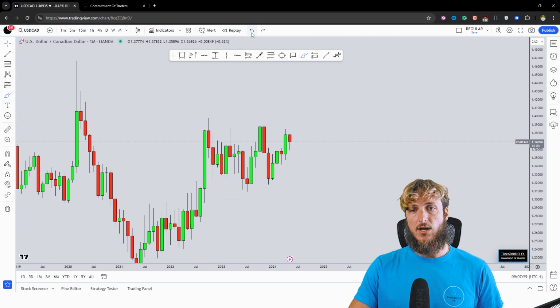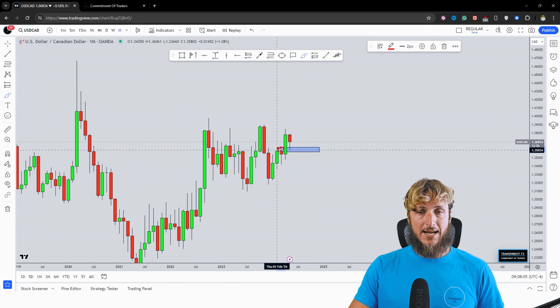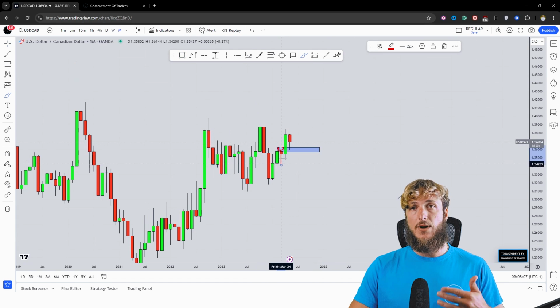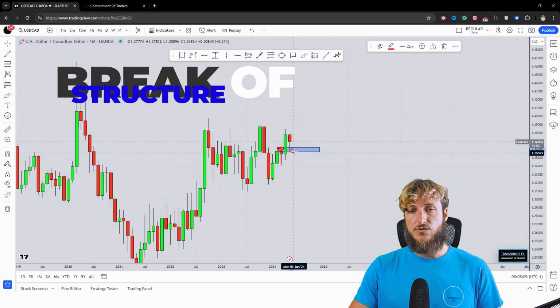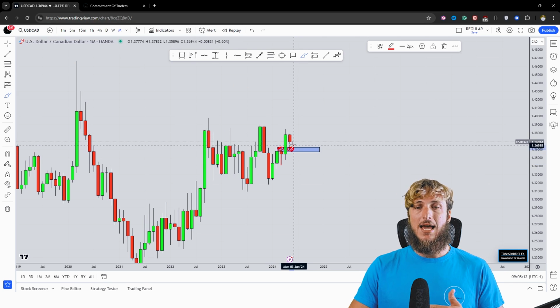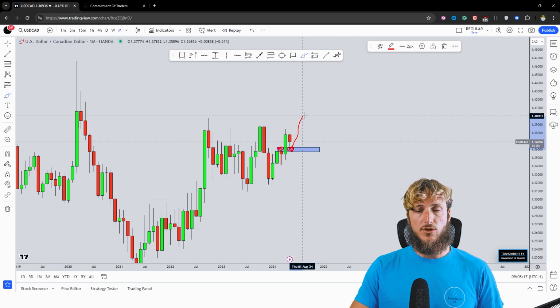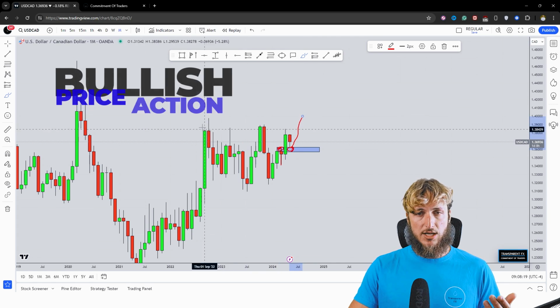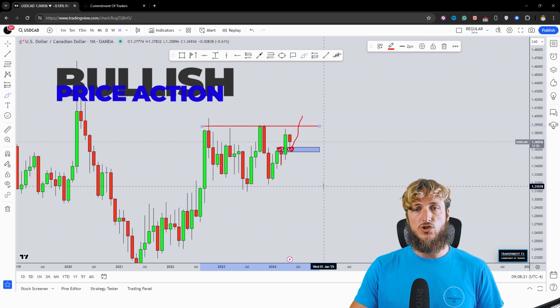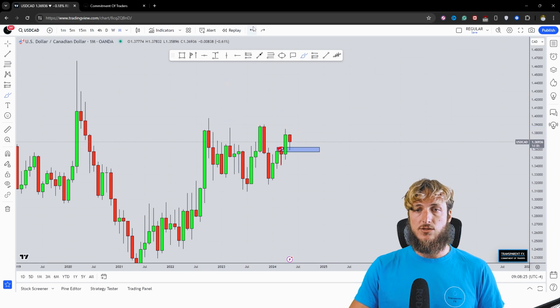However, at the same time, we can also notice how we have some structure being tested exactly this zone, which was acting as previous resistance here. Now it has been broken to the upside. So this previous resistance is now acting as support. The market has already tested it and is currently rejecting it to the upside. So from a monthly standpoint, everything seems quite bullish and there is a possibility for a short-term rejection to the upside for another test of the high of this range.